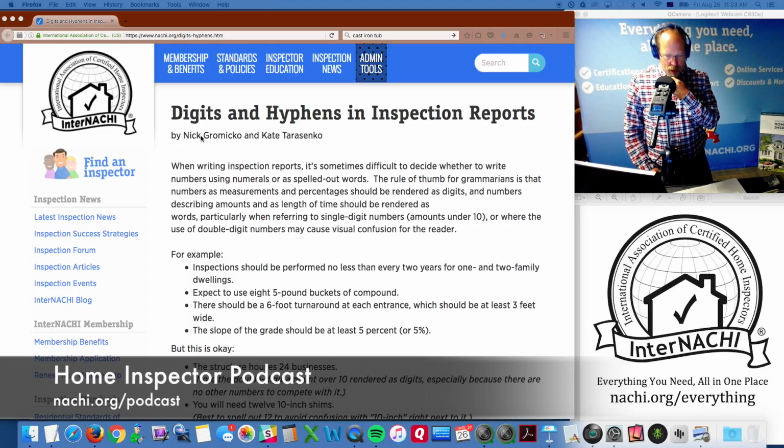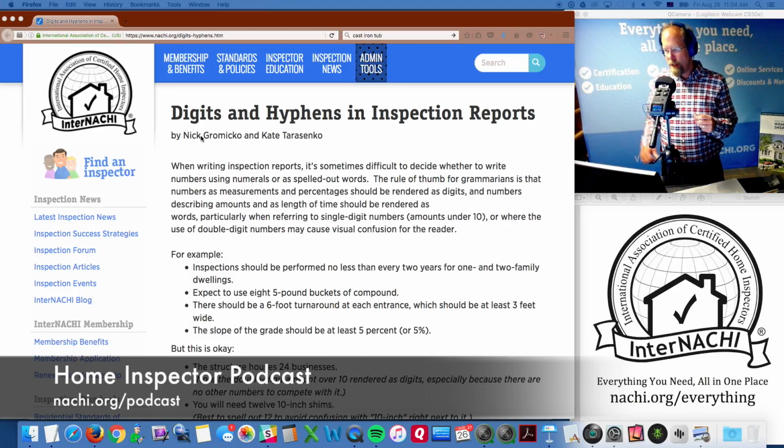So amounts, or how many do you have, use words. So especially if it's under 10. So I'll give you an example. 8 shingles were blown off the roof, right? 8 is under 10, and it describes how many shingles, the amount. 500 feet, that describes the amount, but it's over 10, so you use digits, 500.